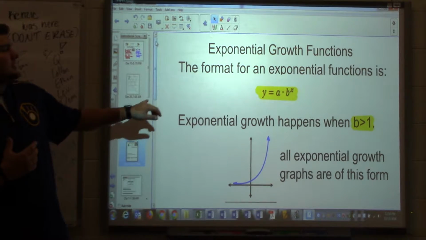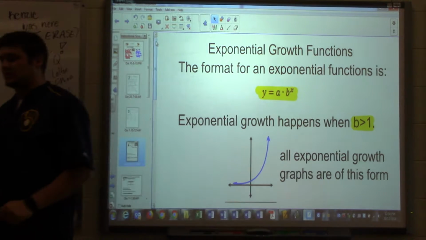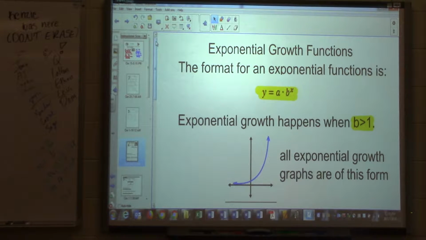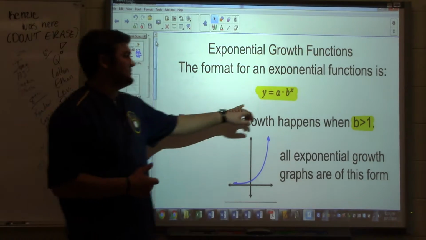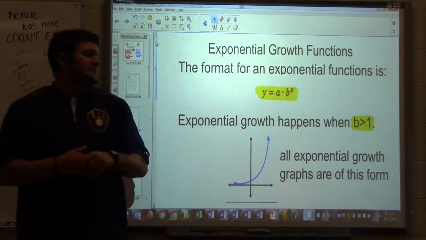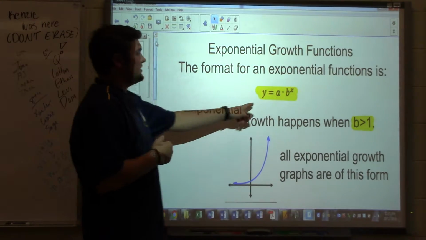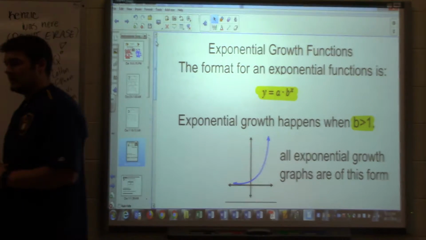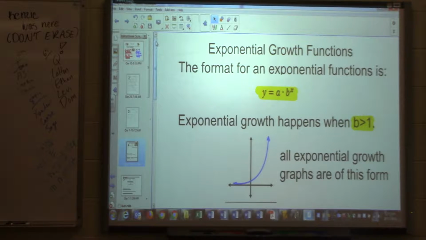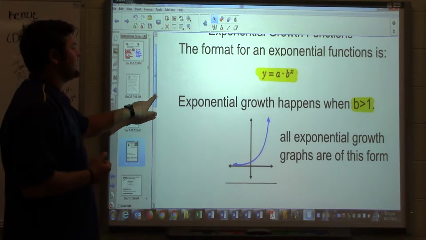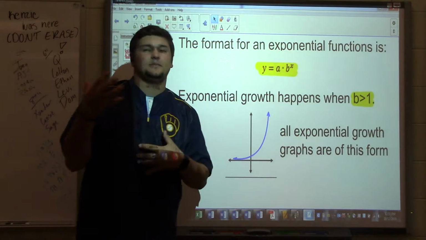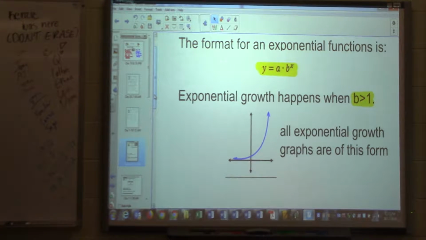The format for an exponential growth function is y equals a times b to the x power. Exponential growth happens when our b value in that function is greater than 1. So b has to be greater than 1. If we're looking at a graph, trying to determine whether it's an exponential growth function or an exponential decay function, it's pretty easy to tell.